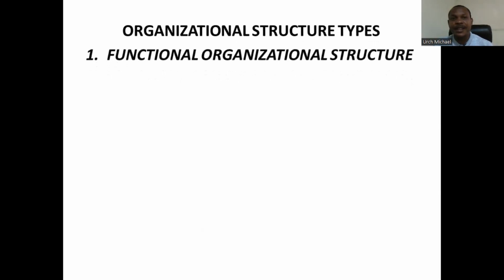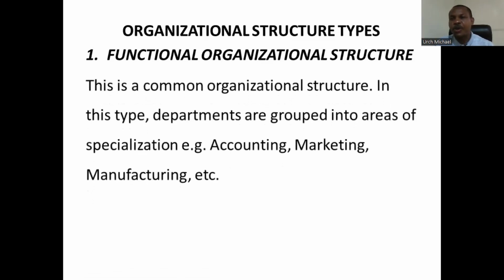Okay, so organizational structure types. The first we're going to look at is the functional organizational structure. This is a common organizational structure. In this type, departments are grouped into areas of specialization. So the key word there is specialization. In this type of organizational structure, you break down the work into departments. Right? You have the accounting department. I don't need to tell you what they do.